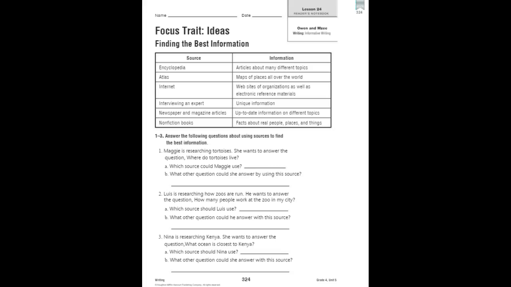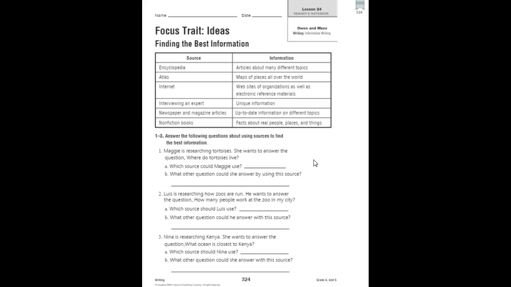Here is just an example of a source and information chart. It is on page 324 in your reader's notebook. Our focus trait is ideas and finding the best information. So think about these sources and some of the information you could find with these sources. We want to find the best information to include in our research report. We want the best and most current information that's available.